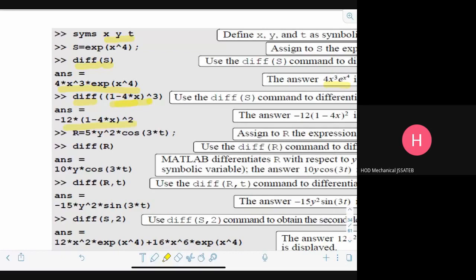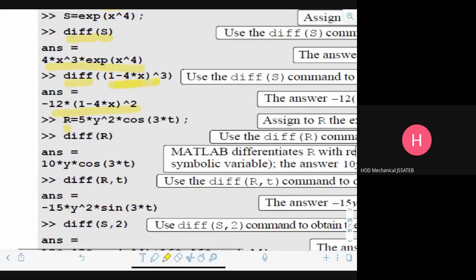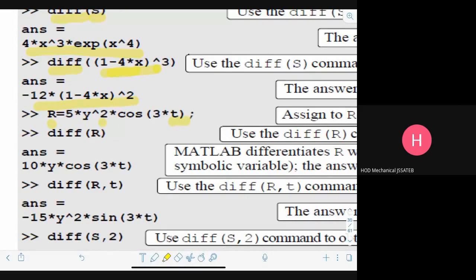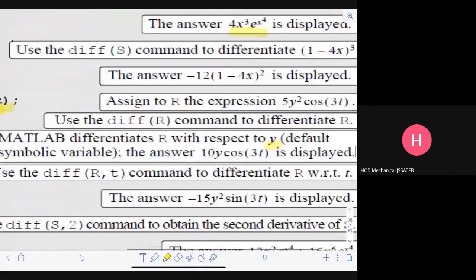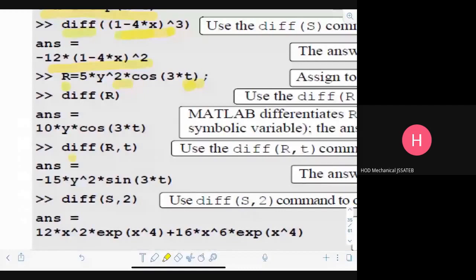Remember here, r is a function of y and t. When you say diff of r, remember, MATLAB will differentiate with respect to y, the default symbolic variable, and the answer is displayed here. But if you say differentiate this expression with respect to t, then you are very specific that the differentiation of r should be done with respect to t, and therefore y is taken as a constant, and you get the differentiation, which is this particular part.